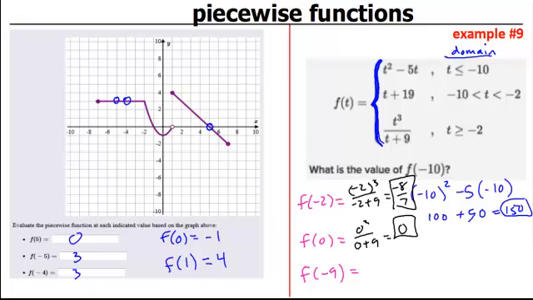And then finally, where is the -9 going to fit? -9 is in the middle. So we get -9 plus 19. That's going to give us our value of +10.